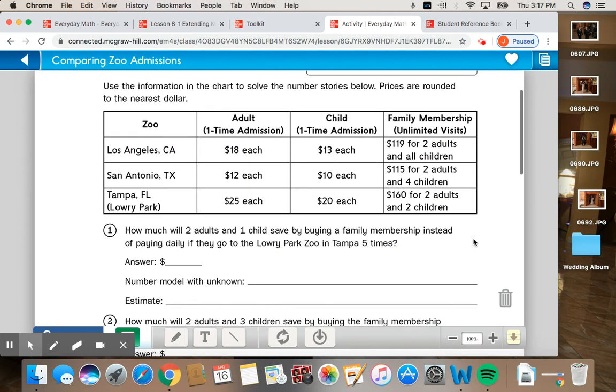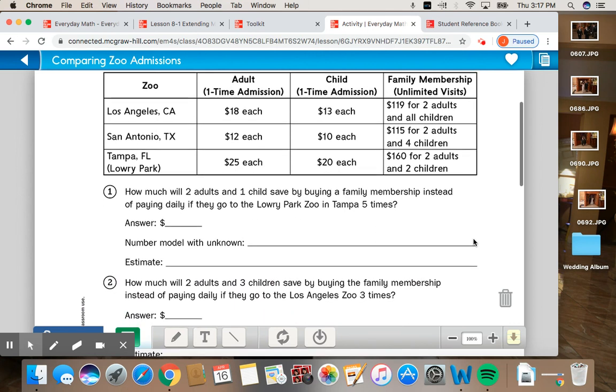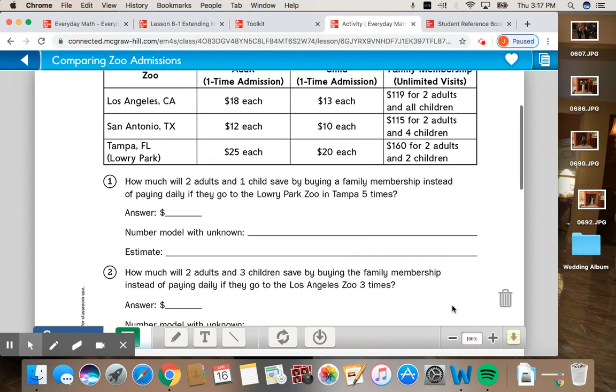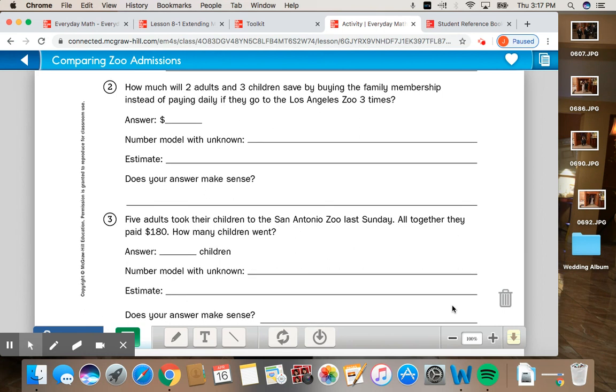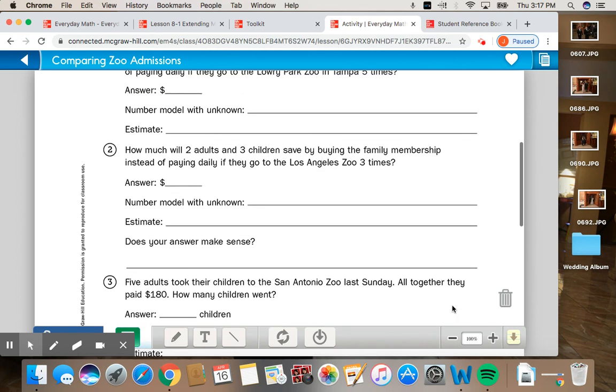And I'm just going to stop it right here in case you just need to pause it and see what you're doing. See the information so you can work on it. And here's 2 other questions that you can take, and you're going to need the information in the table to solve.